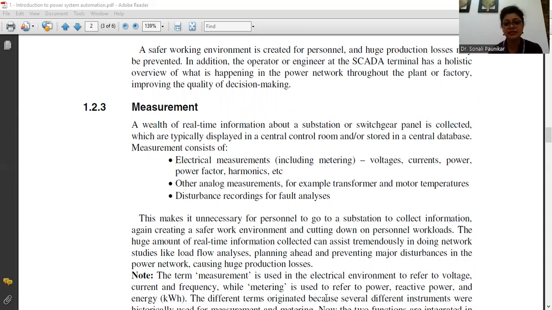Then it makes it necessary for the personnel to go to the substation to collect the information, or sometimes we can measure it from the remote terminal stations also, or the remote control stations also. So these are the measurements.